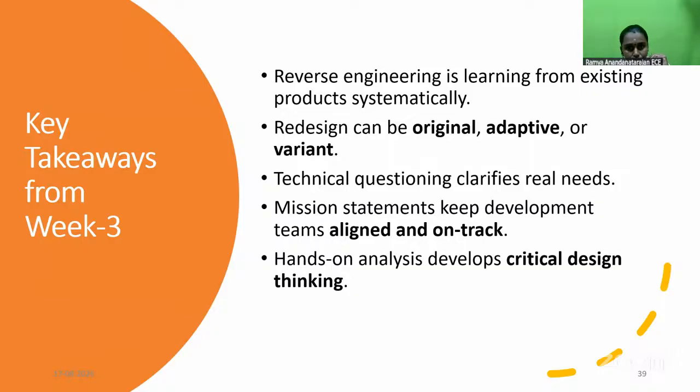That is what we studied first. After reverse engineering, we can go for redesign. That redesign can be done by original or adaptive or variant method. Then technical questioning clarifies the real needs. Then mission statements keep development teams aligned and on track. So hands-on analysis develops critical design thinking. That is why we have those lab sessions. Please make use of those lab sessions.